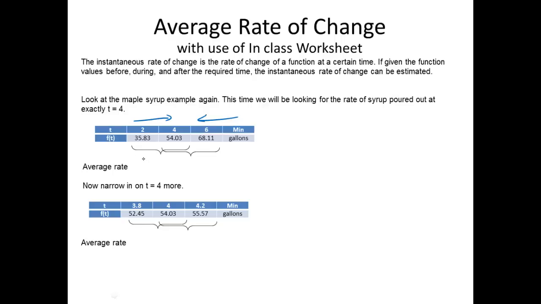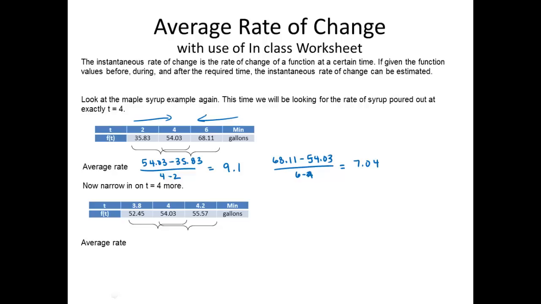So at 2, this first one is going to be 54.03 minus 35.83 over 4 minus 2 minutes. We'll calculate that one. We'll also calculate from 6 to 4, so I'm using the other group, 68.11 minus 54.03 divided by 6 minus 4 minutes. So the same amount of time as I'm approaching, I'm going to keep this symmetric. After you calculate these two, you should see that this one is 9.1 gallons per minute and the other one is 7.04. So that's where we are approximately if you were to look at this graph.